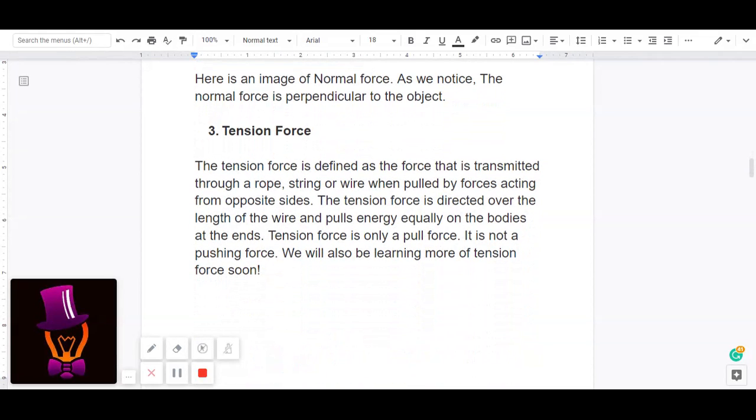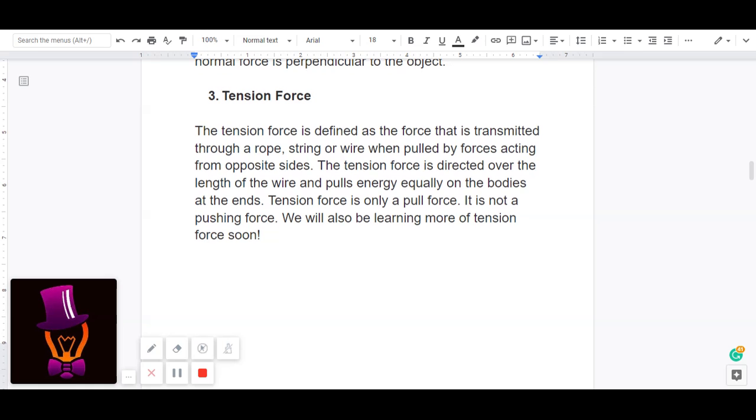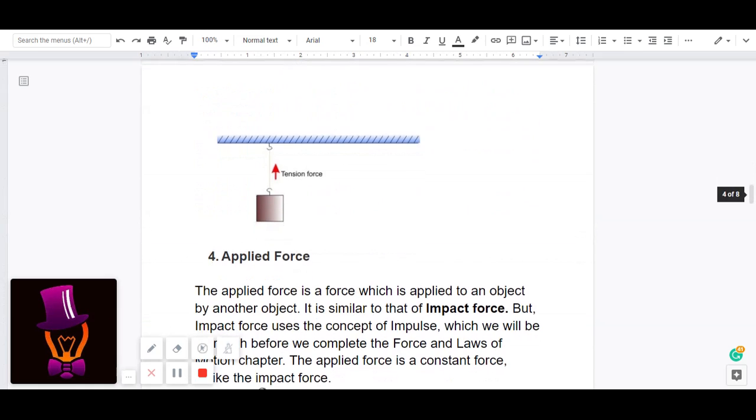Tension force. The tension force is defined as the force that is transmitted through a rope, a string, or a wire when pulled by forces acting from opposite sides. Tension force is directed over the length of the wire and pulls equally on the bodies at the ends. Tension force is only a pull force, it is not a pushing force. We'll also be learning about tension force soon. Here's an image of tension force. As we can see here, there's a string which is pulling this block, and hence it is a pull force.